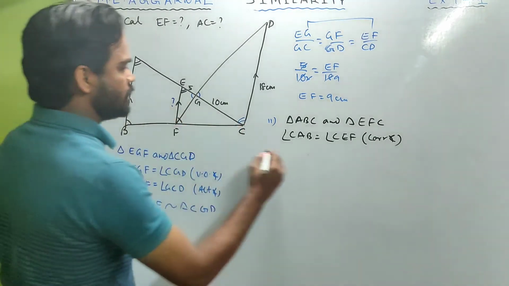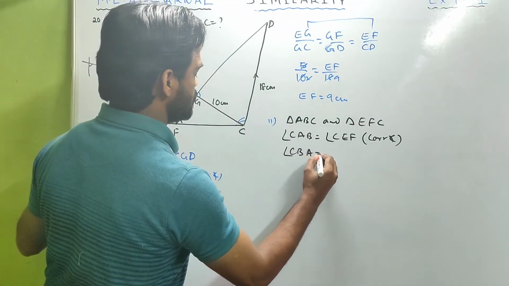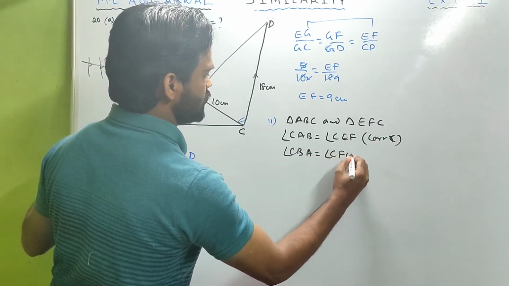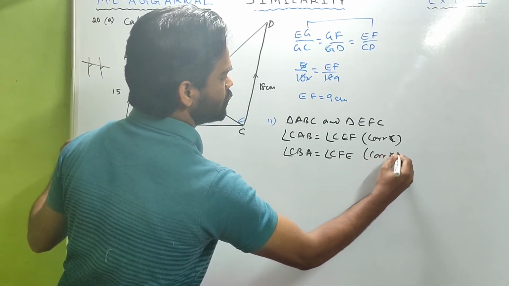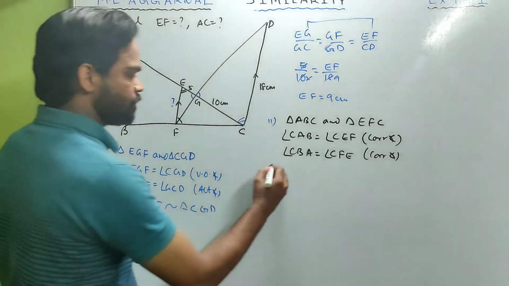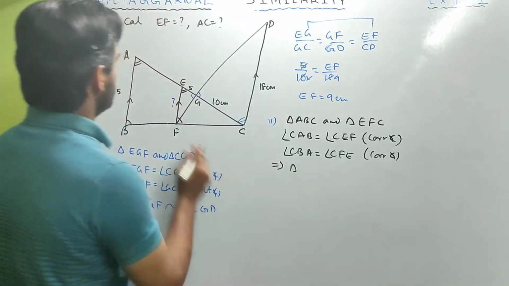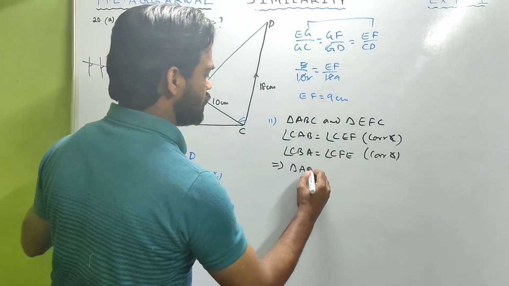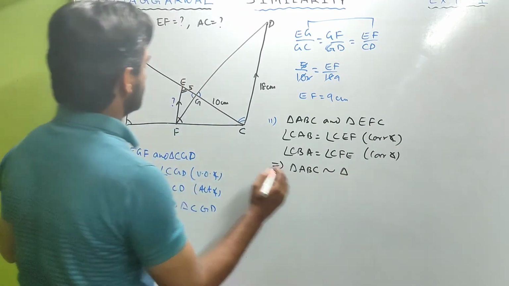Angle CBA is equal to angle CFE, that's corresponding angle. Or you can say that angle C is common in both. By that also you can say, which implies triangle ABC is similar to triangle EFC.